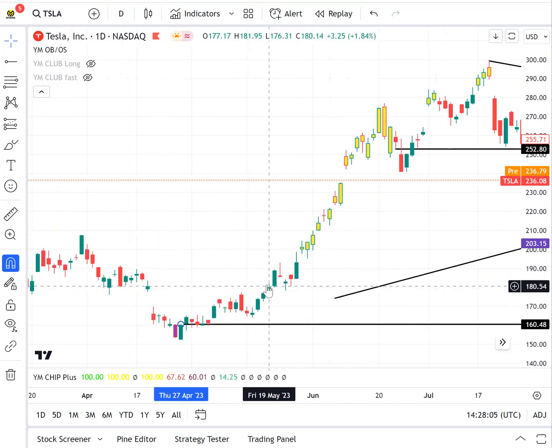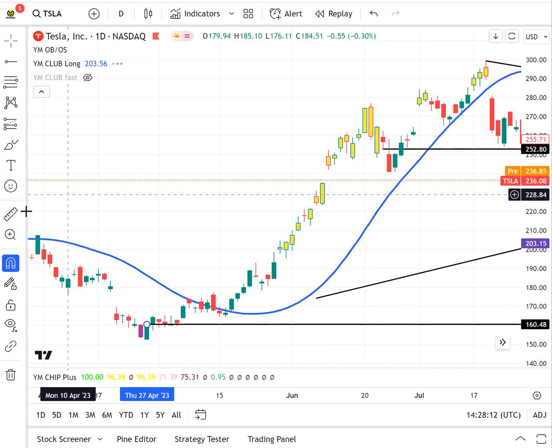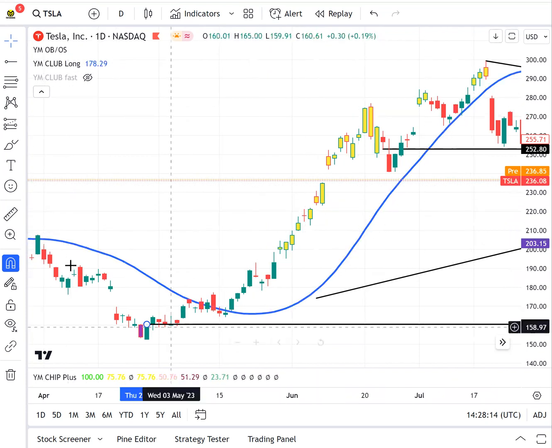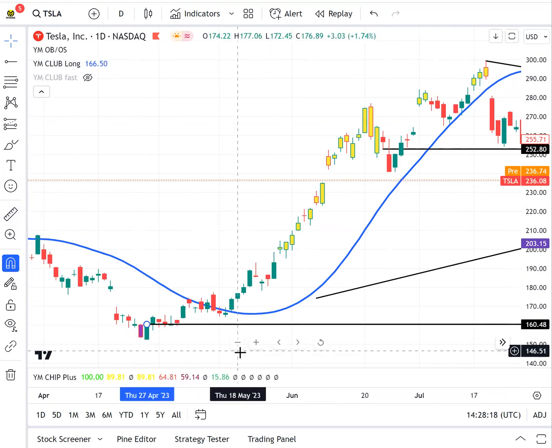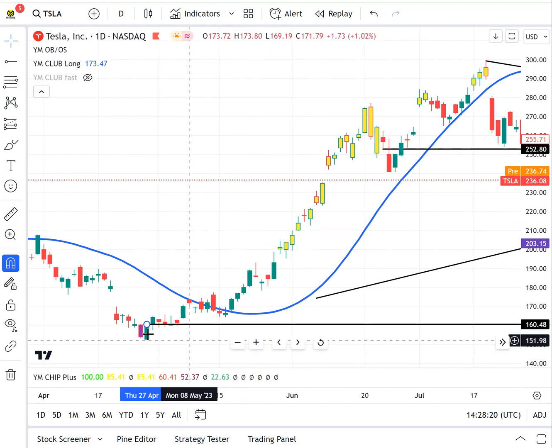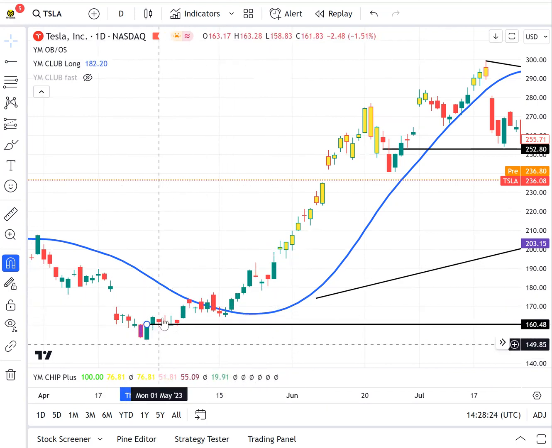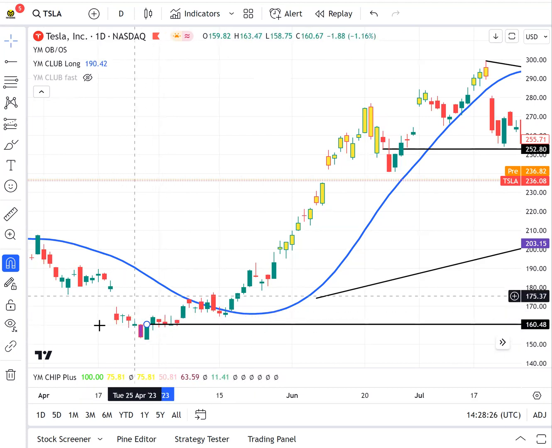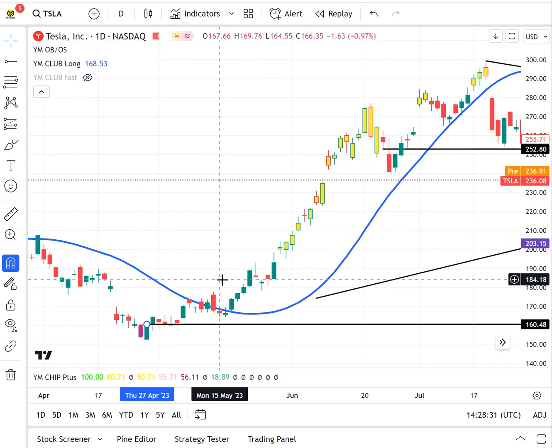The best is to match it with my indicator, YM Club Long, for example. This one can tell you the long-term trend. When it's upward, we hold the stock. When it's downward, we don't buy anything. Usually, when a bottom happens, a purple signal can appear before it. You see here, this is Tesla, previously, not now.